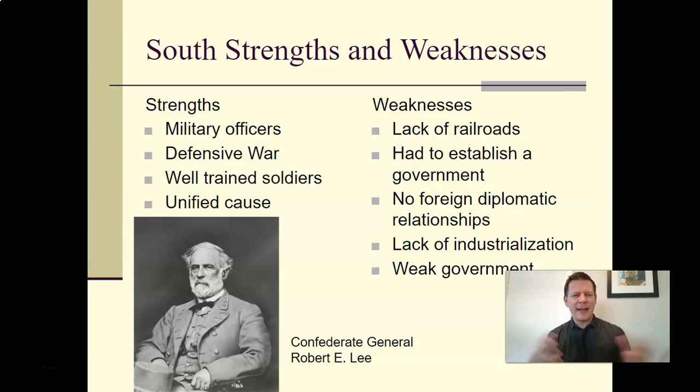But each state kind of saw itself as its own country. And so each southern state kind of had its own plan to win the war. Each one had its own army. Each one was kind of doing its own thing. They often didn't talk to one another. They didn't share supplies with one another. They are very fractured politically, the South.